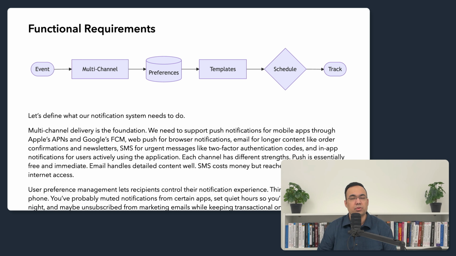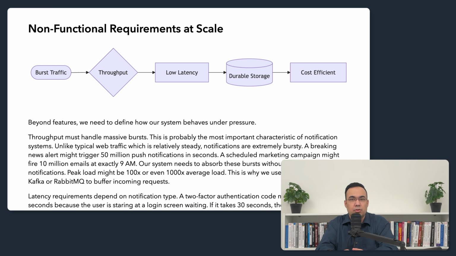Now let's look at our non-functional requirements. Let's examine the non-functional requirements that shape our architecture. High throughput for burst handling is probably the most important characteristic of notification systems.